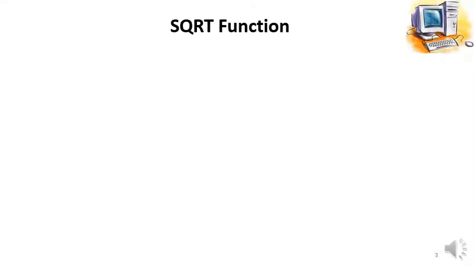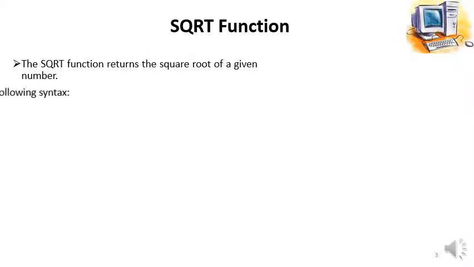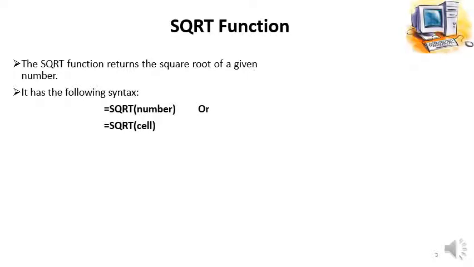First of all, square root function. The square root function returns the square root of a given number. It has the following syntax. Write the word SQRT, this is the short form of square root, and inside the parenthesis we have to mention the number for which we are going to find out the square root. Or we can simply write the square root word and inside the parenthesis we have to mention the cell which contains that number.